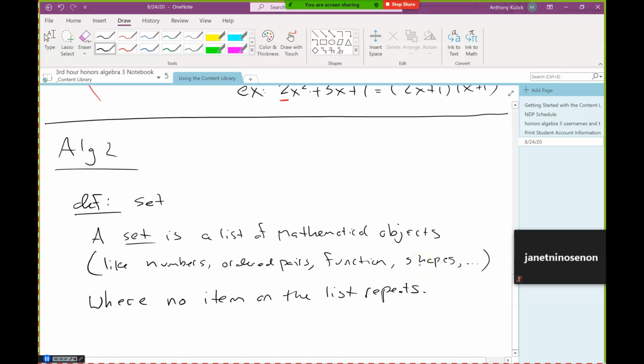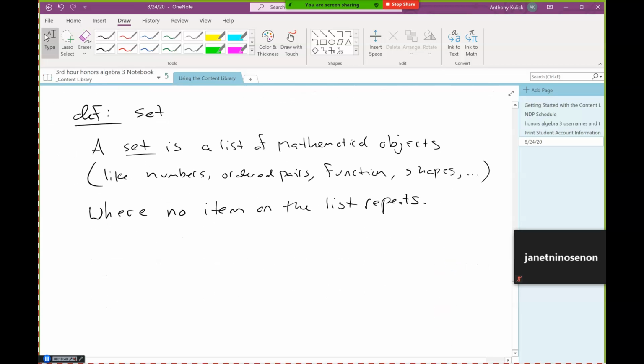And the only criteria for your list is just that none of the items on your list repeat. So if you have an item that repeats, it cannot be a set. But it's basically just a list of things where there are no repeats.